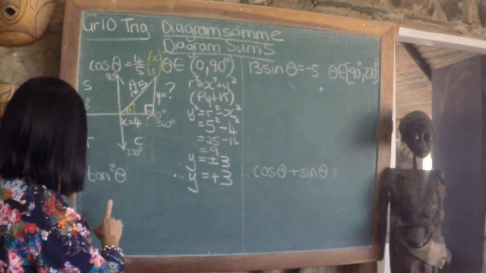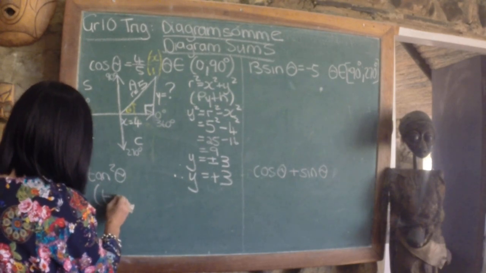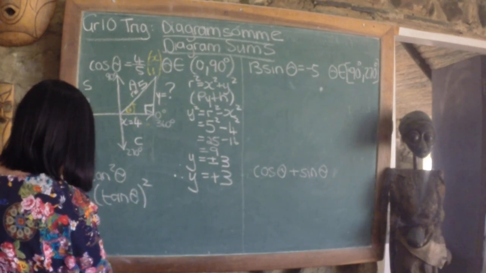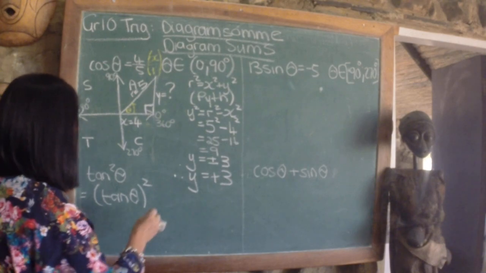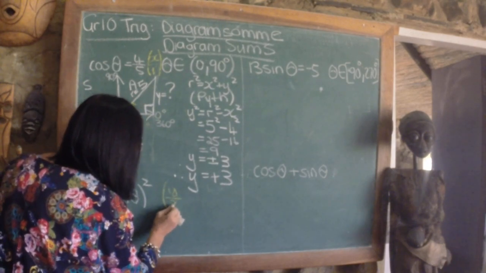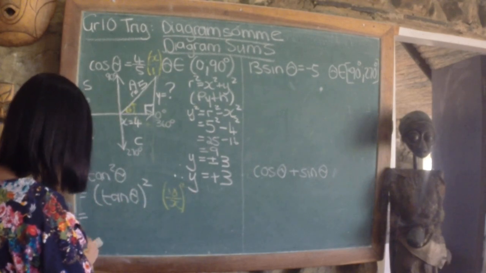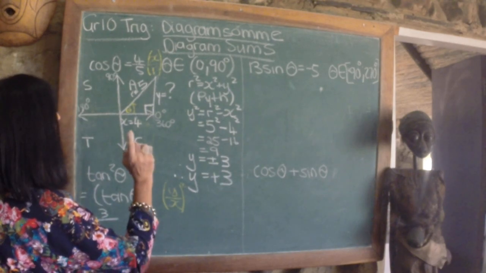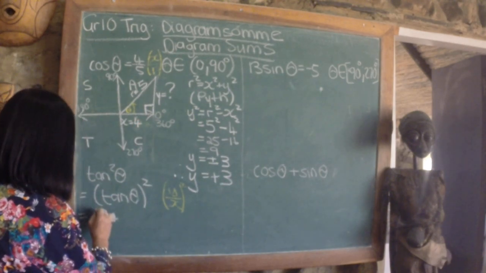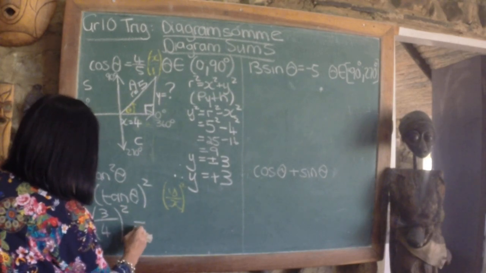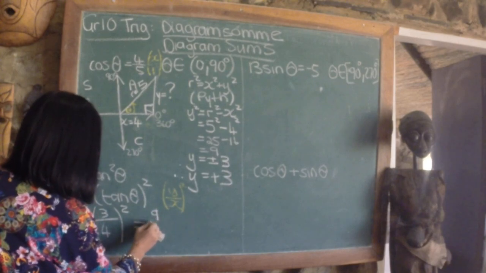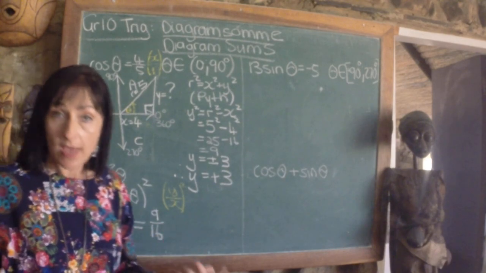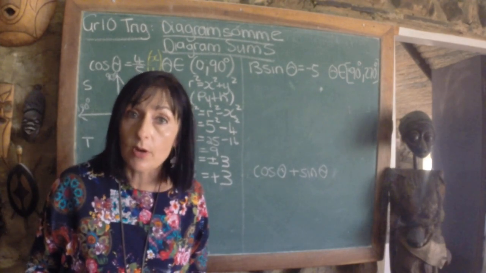Goed, nou wat moet ons uitwerk? Ons gaan vir tan kwadraat theta uitwerk. So juffrou het gesê, as jy 'n kwadraat kry, dan skryf jy hom dadelik so oor. So wat is tan? Tan is mos y op x. So se kwadraat. So kom ons gaan kry vir y. Y is plus 3 op, I've got my x value as 4, ek gaan hom kwadreer, en dit is 9 op 16, and I've answered my question without a calculator by the help of a diagram.